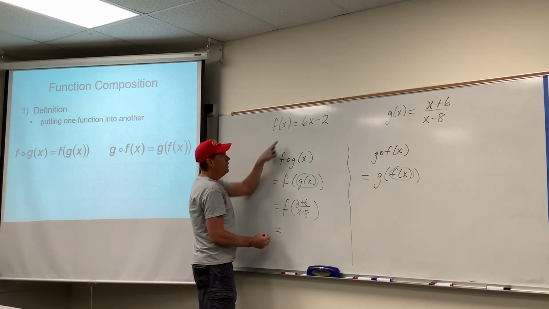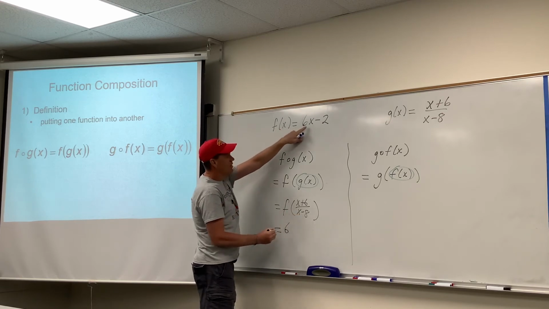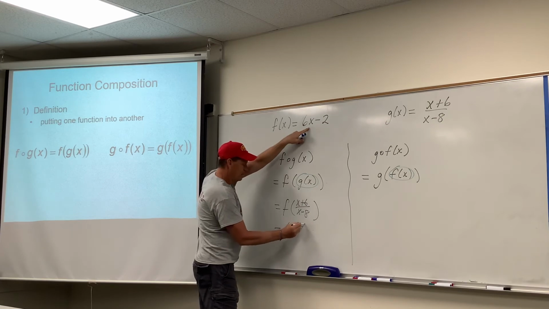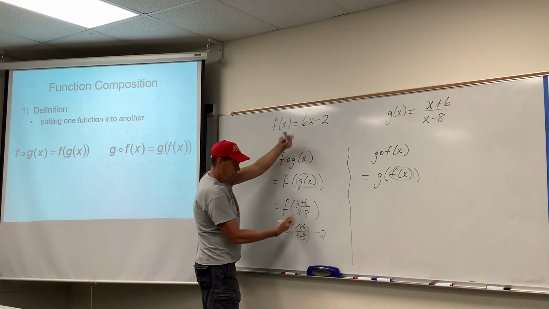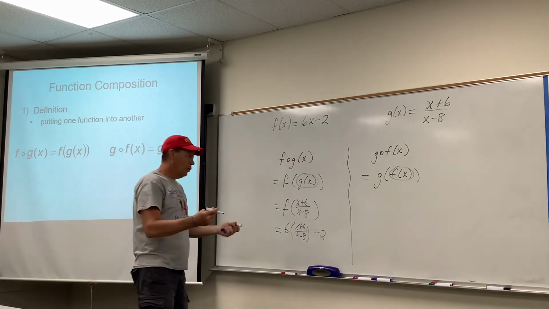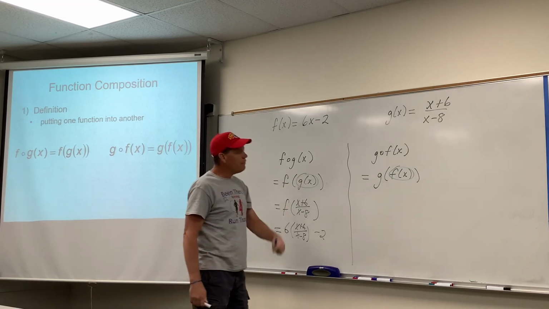So, f of fraction would equal 6 times fraction minus 2. Boom. Clean it up. I should make you. I'm not going to. You're welcome. All right. G of f of x on the other side.